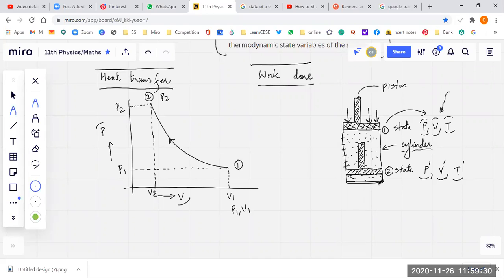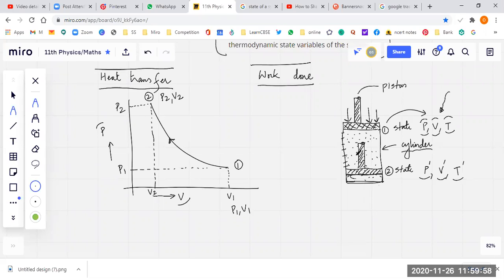P2, V2. Right? I wrote here P dash, V dash. Please make it P2, V2. Okay. Now students, this is the path. This is the curve which is showing how the system has attained state 2 starting from state 1, and so many infinite intermediate states also the system must have encompassed.